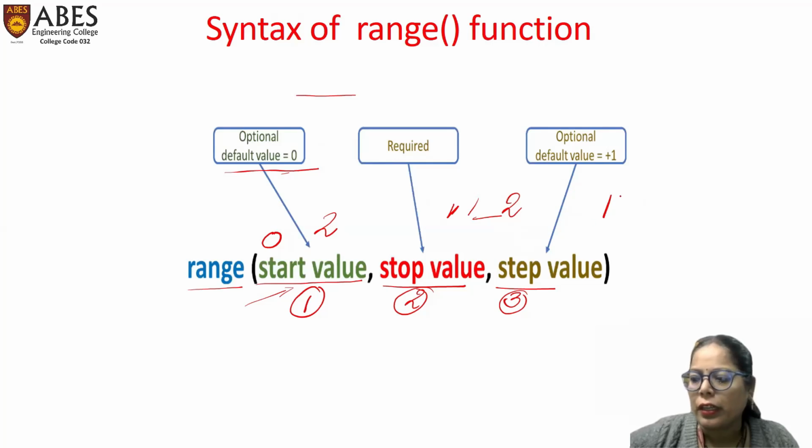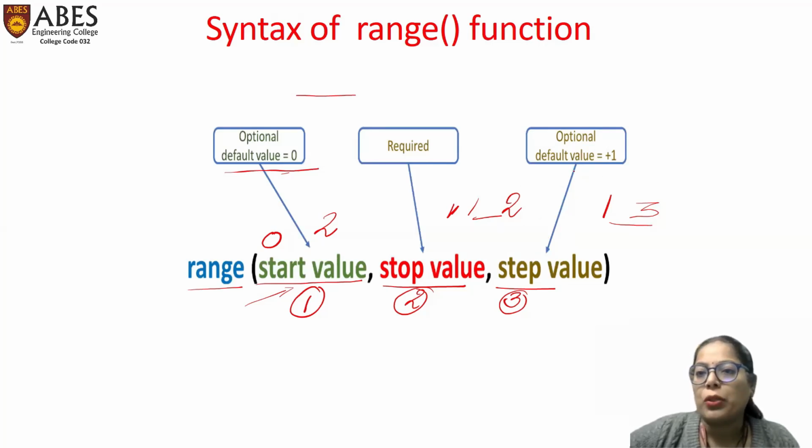Okay, I was saying that if my first value is 1 and second value is 3, then here the step value is 2. So step value is also optional. That means if you are not writing it, it will by default take 1. But if you want the step value to be 2, that means you want to add plus 2 to the previous value, then you need to write it. By default, it is plus 1.